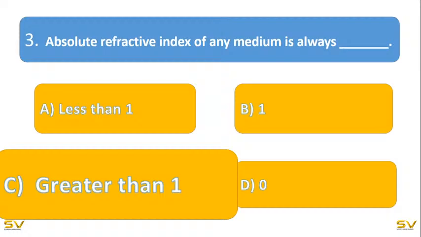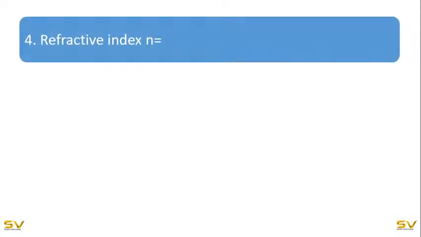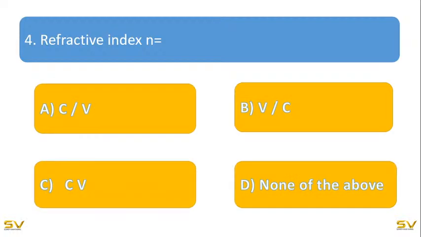Now coming to the fourth one: refractive index n is equal to what? The options are: A, c by v; B, v by c; C, c into v; and D, none of the above. I got answers for the fourth one previously from Satish, Sushmita, Arjun, Aisha, Nikhil, Rihan.